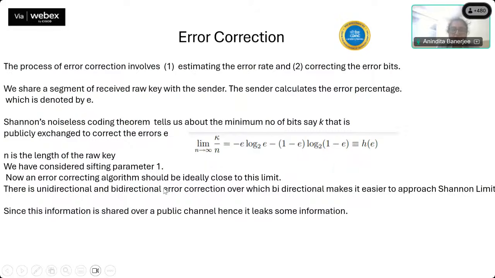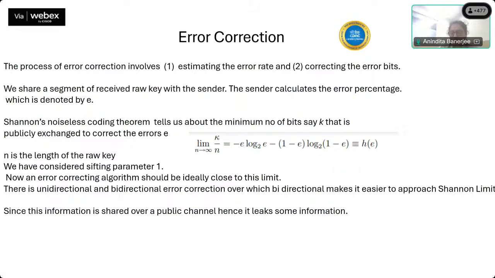Okay, now there is no particular algorithm, but as I have written here, an error correcting algorithm should ideally be close to this limit. There is no prescribed algorithm. Usually Cascade or LDPCs are used, and again, there is no 100% assurance that it will correct all the errors, because you are using a sample of the randomly generated string to estimate the error over the entire distribution. So that kind of a study is also needed.